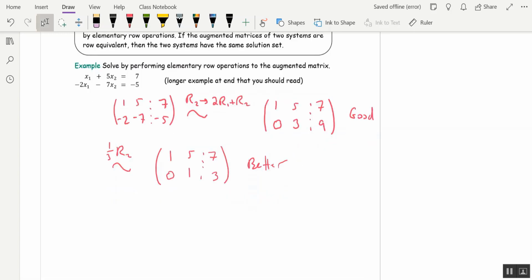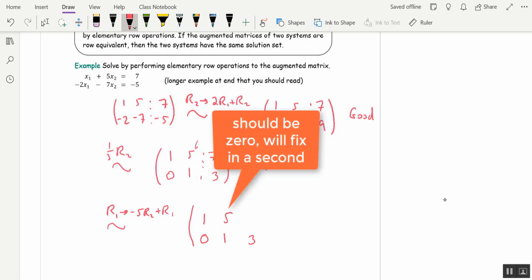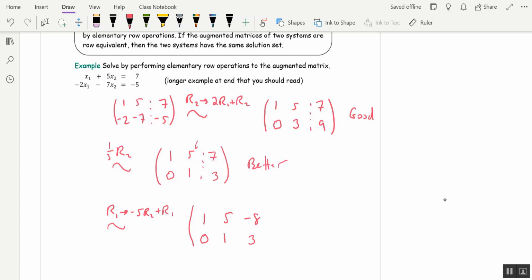So to get best, I need a 0 up here. So I need to kill that 5. So I'm going to replace row 1 with -5 row 2 plus row 1. So that will leave row 2 alone. And then I multiply row 2 by -1 and add it above. So this 1 won't change. And then 5 take away 5 is 0. And 7 take away 15 is -8. Whoops. I said 0, but I wrote 5. Okay, so this is best.